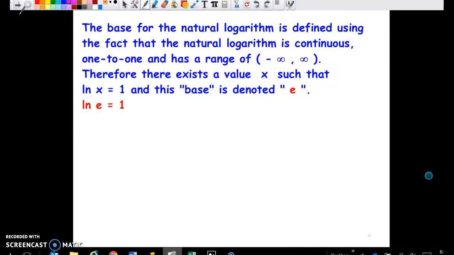The base of the natural logarithm is defined using the fact that the natural logarithm is continuous, one-to-one, and has a range of negative infinity to positive infinity. So there is some value of x such that the natural log of x equals 1, and this base is denoted e. The natural log of e is 1. I've already decided that.